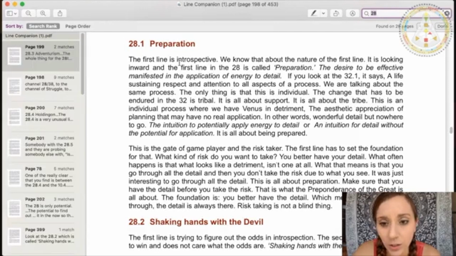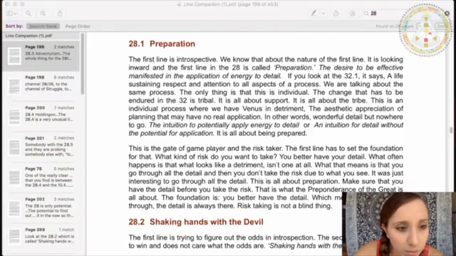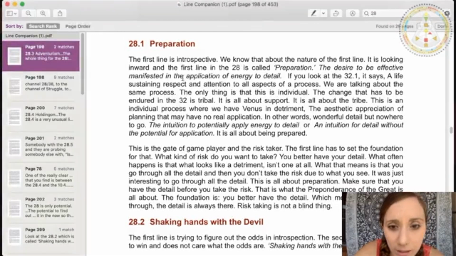See, you're going to have to marinate on this stuff because this is, again, a lot of information to take in and it's not easy to digest. The change that has to be endured in the 32 is tribal. Let's look at this. This is the gate of the game player. This is the right one, 2850? Yep, that's the right one. I wanted to make sure we were there.